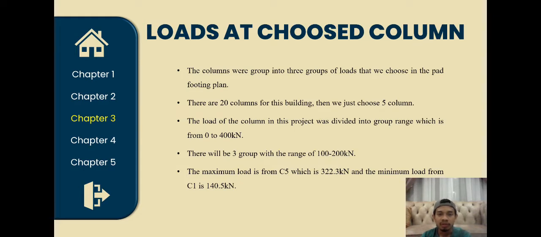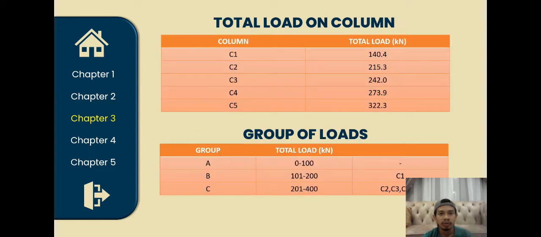The maximum load is from column 5, which is 322.3 kilonewton, and the minimum load is from C1, which is 140.5 kilonewton. As you can see, the first table is the total load on columns, and the second one is the group of loads. That's all from me.